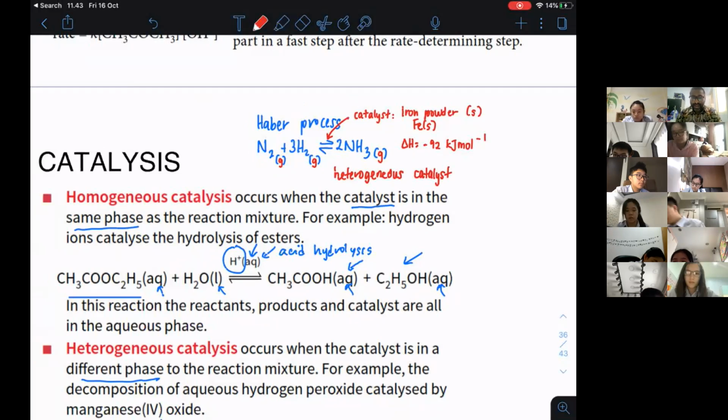In this case, all of these are reaction mixtures because it's a reversible reaction. Okay, so all of them are reaction mixtures, and all the reaction mixtures are in gaseous form. But the iron powder is going to be in solid form. Yeah, so we have to refer to the reaction mixture.